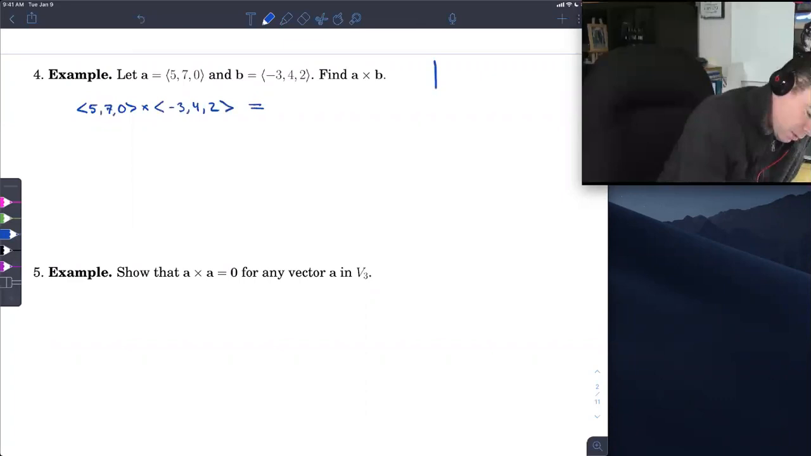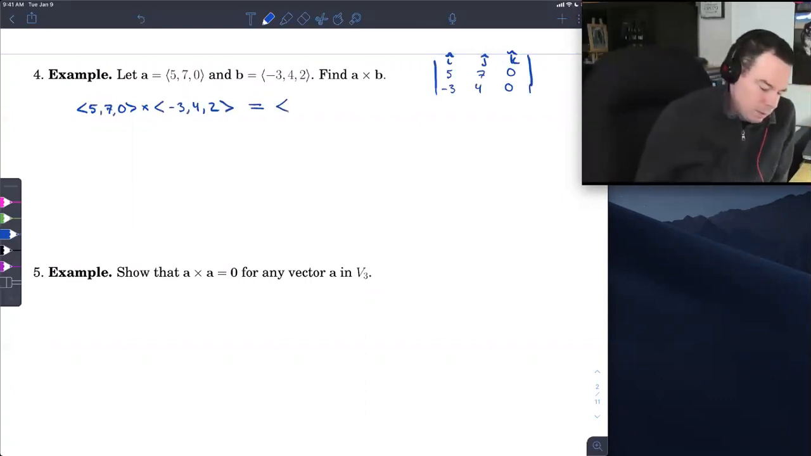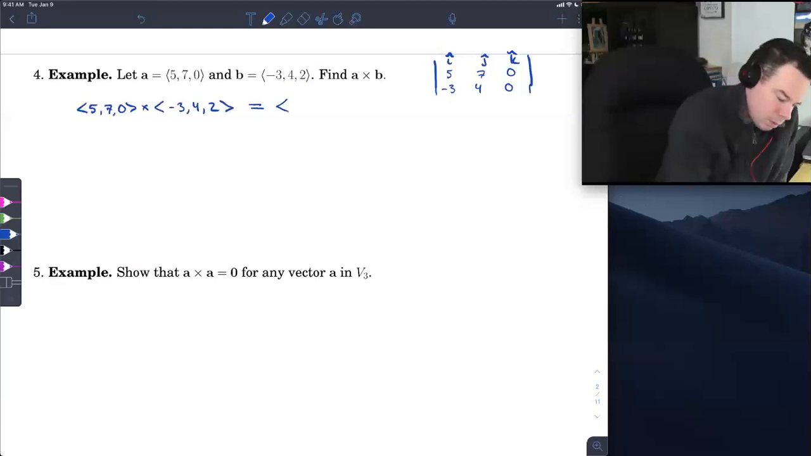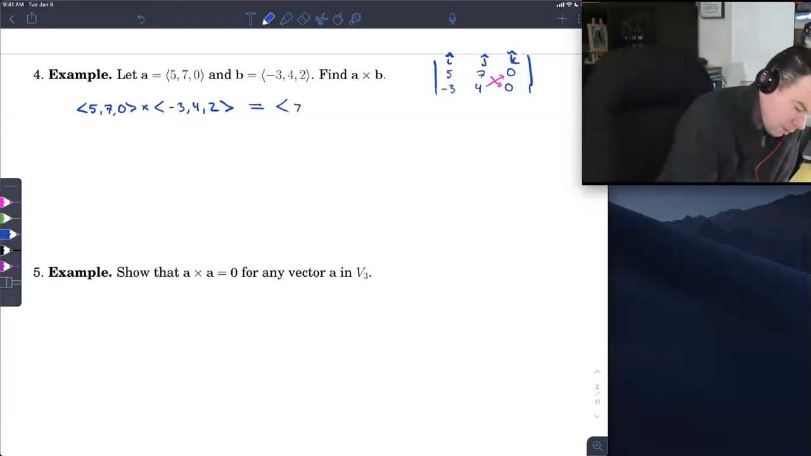I'll put a little memory device up here. Sometimes, if you do it enough times, you won't even have to write down this particular array. You'll be able to do these products in your head. But our memory device tells us that to get the first entry, we're going to multiply these two and those two and take their difference. So it'll be, oh sorry, I wrote down a 0 and it should have been a 3, 4, 2.